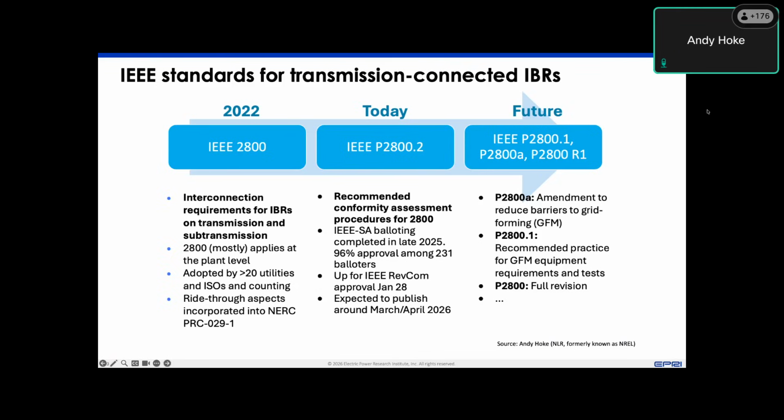And then while we're waiting to finalize that, we're also starting up some new projects: 2800.1, which would be a recommended practice for grid forming equipment; 2800a, which would remove or reduce barriers to grid forming in 2800; and at the same time a full revision to 2800. There'll be some information later on how to get involved in all that if you aren't already. We do have a working group meeting tomorrow, so if you don't have the invite to that meeting and want to be involved, send an email to me or Alex or Jens or Jose, and one of us will get you connected to that. Next slide.